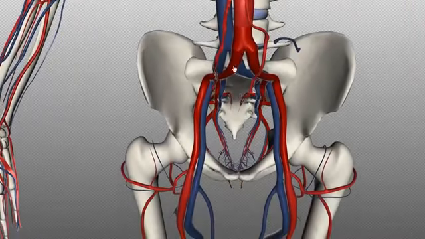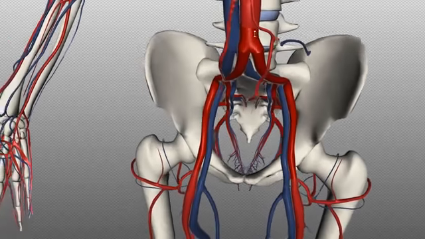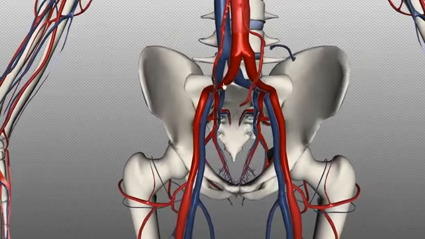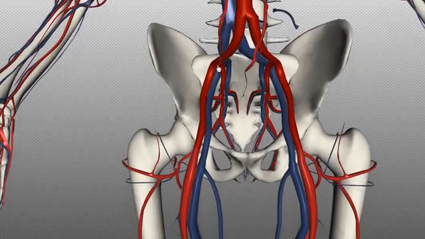So here you've got another bifurcation. This is the bifurcation of the descending aorta, and this occurs at approximately the level of the L4 vertebra, so the fourth lumbar vertebra. And this splits into the common iliac arteries. So you've got the right and left common iliac artery. This then splits, just like the carotid arteries, into the external and the internal iliac arteries.